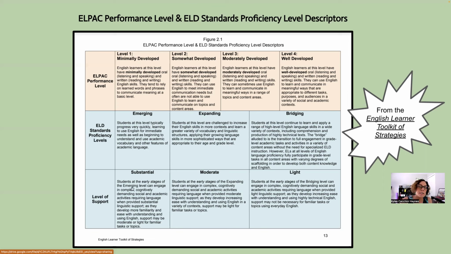Okay. And then just down here, it's talking about the level of support, how much scaffolding is needed. Obviously for emerging, substantial support. They're in the early stages of gaining the language. You need a lot of support there. Expanding, you need moderate support, and then light support for bridging.